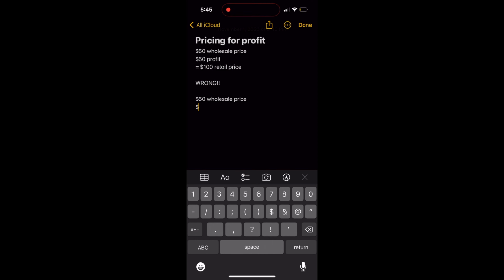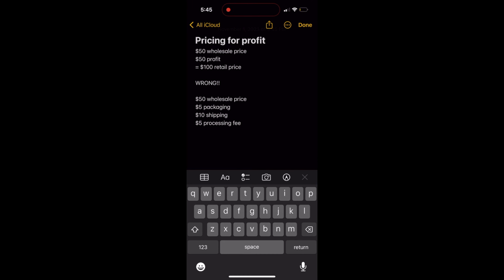You have to include all the additional charges so that you can get an accurate depiction of what you're actually taking home versus what revenue your company is bringing in, because your revenue and your profit are totally different. I can break that down in another video if you want. But we say $50 wholesale price, $5 packaging, $10 shipping, $5 processing fee. It really could be more than that, to be honest. But we're just giving this as a roundabout number. So that is $70 total. If you keep that $100 retail price, that means that you are making only $30 profit.